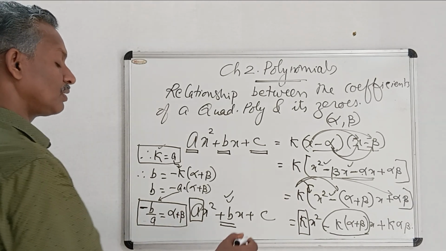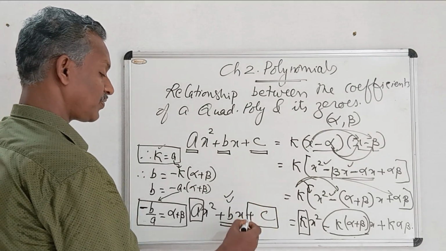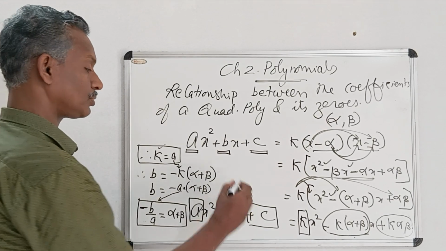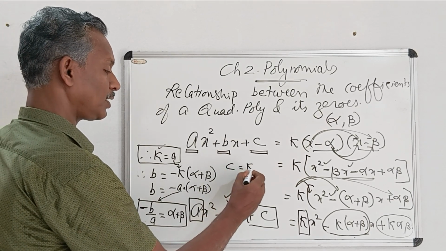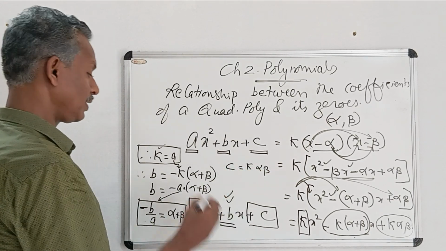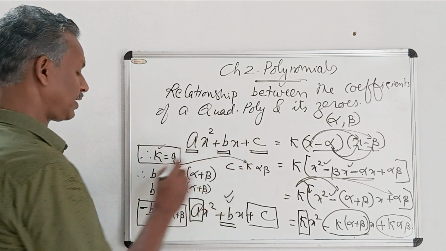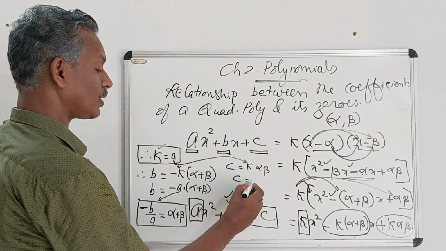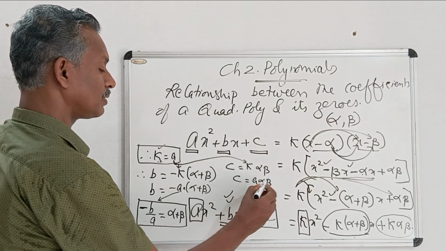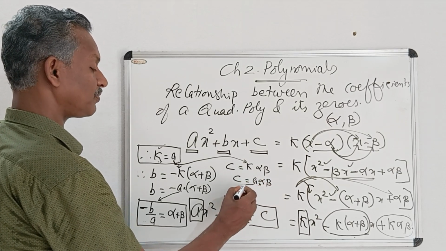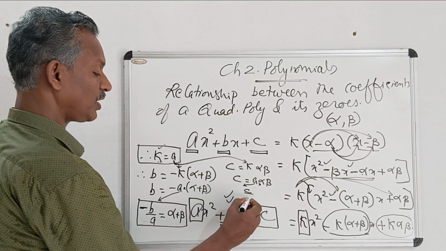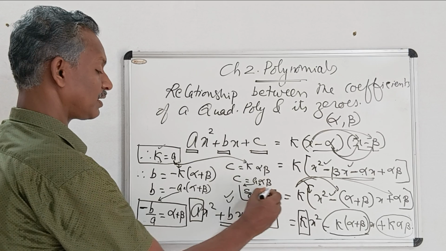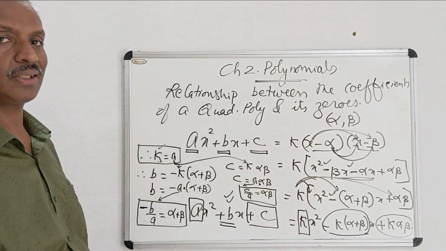The other one: what is the constant here? It is c. Here the constant is k into alpha into beta. So c is equal to k into alpha into beta. K's value is a, we have calculated first. So c is equal to a into alpha beta. And this a is multiplied, shift this a to the other side. c by a is equal to alpha beta. So this is the second relationship between the zeros.